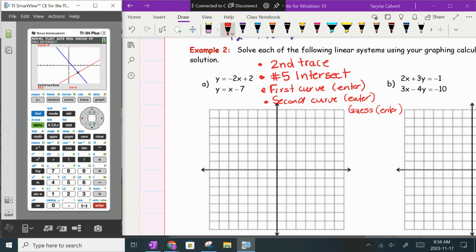So again, guys, these are your steps. Second, so your second is literally where it says second, trace. Number 5, you hit enter 3 times. That will get you the intersection. So here, I'm just going to sketch it, because what's our main point that we want? We want our intersection. So our intersection is 3, -4. So I would plot that. And then I could just do the y-intercepts of my other ones.